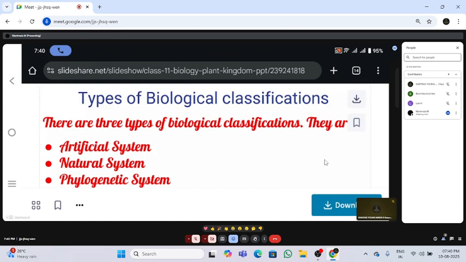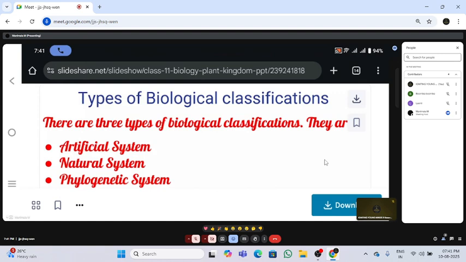Just to recap, we know that the plant is a eukaryotic cell, and mostly plants are autotrophs. They can prepare their own food, and only a few plants are heterotrophs, that is insectivorous plants, like the Venus flytrap. Maximum plants have a cell wall, and the cell wall is made up of cellulose, and they have chloroplasts. These are general characteristics.